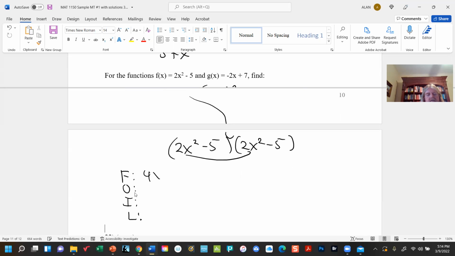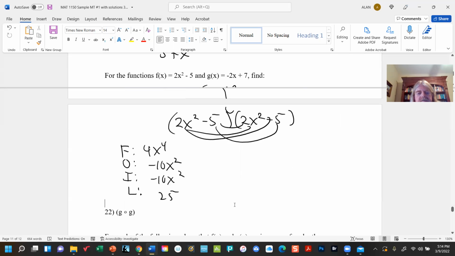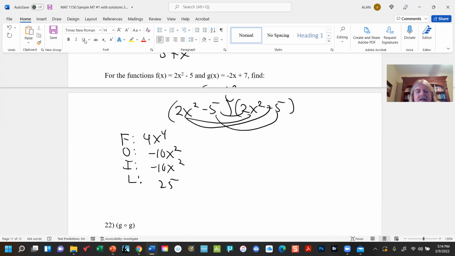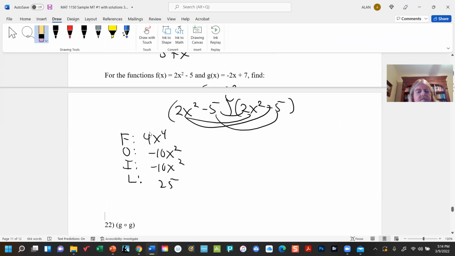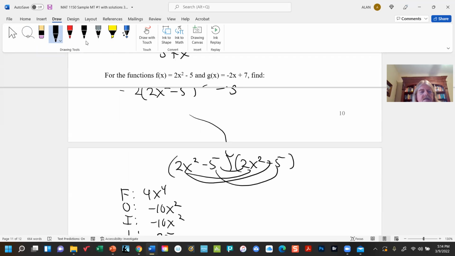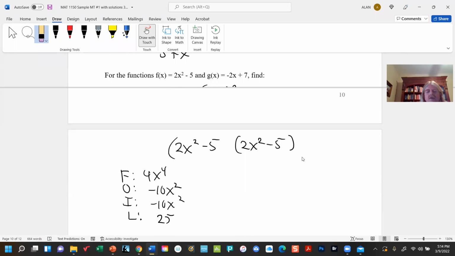F, O, I, last. Okay. Well, that got a little sloppy, but that's all right. Let me fix that. As long as you can see this part, should be okay.